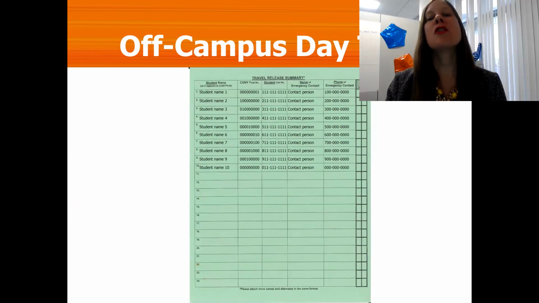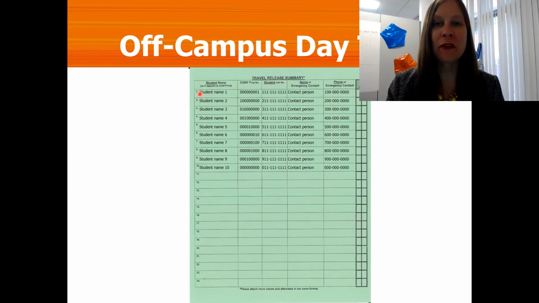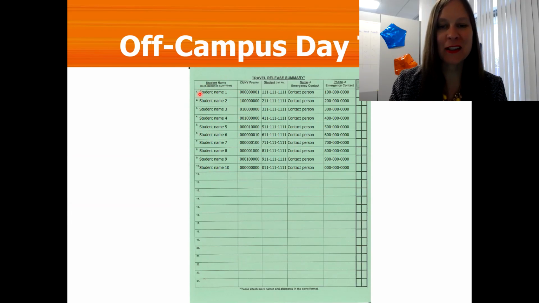Now, travel release summary. This is very important. Please make sure that each student who is attending this trip fills this out. You cannot do it for them. They must do it themselves. So each student will provide their name, their CUNY First number, a cell phone number, a contact person in case there's an emergency, and a phone number for that emergency contact.